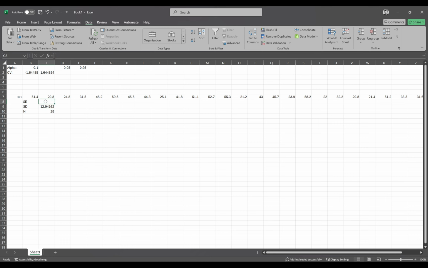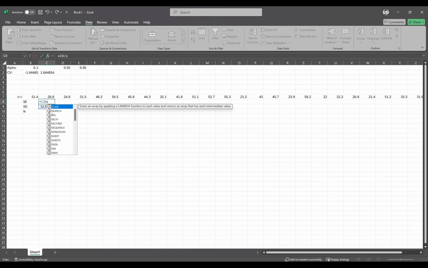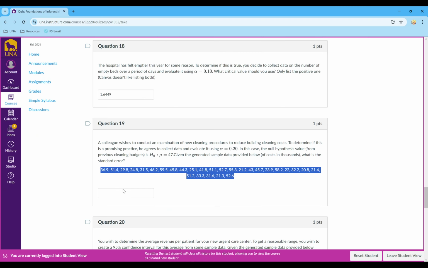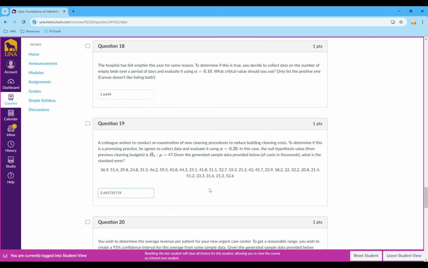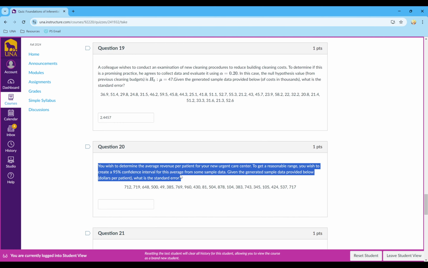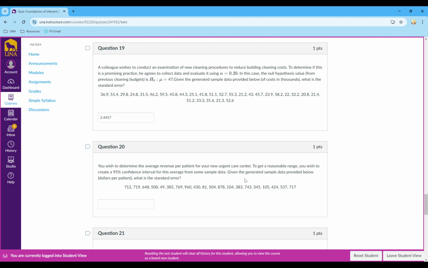That's my standard deviation. And then for my standard error, I take the standard deviation divided by the square root, SQRT, of the sample size. And that's it. There's my standard error. So I'm just going to copy and paste this over and hope they have 10 more standard error questions. Actually, they do have another standard error question. That's great. Okay.